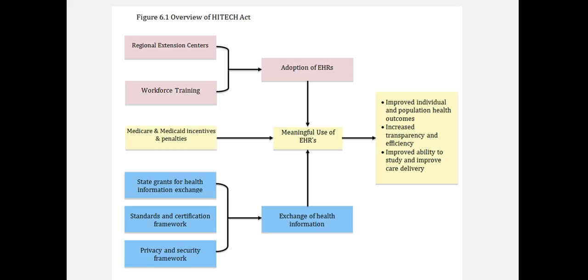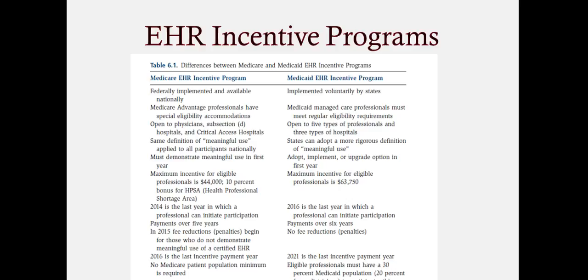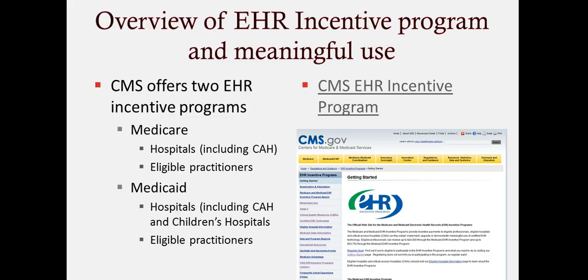If you can read this. Goals of the HITECH Act: to improve individual and population health outcomes, increase transparency and efficiency, and improve the ability to study and improve delivery of care. Now, if you are a healthcare provider that sees patients who are part of the Medicare and Medicaid program, you get certain incentives. For example, the maximum incentive for eligible professionals is 44,000, with a 10% bonus for health professional shortage areas. Then for Medicaid, the maximum incentive for eligible professionals is 63,000. So this is how much you will get from the federal government if you implement EHR.